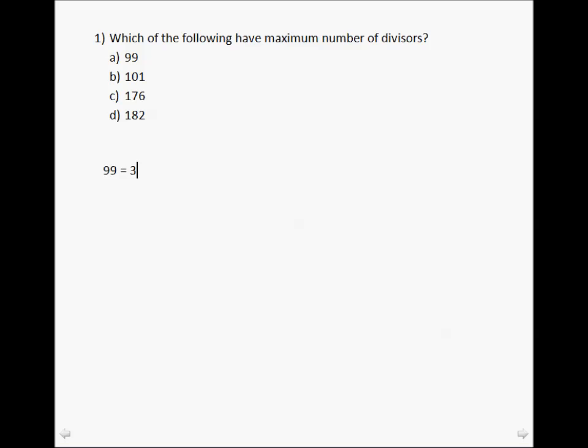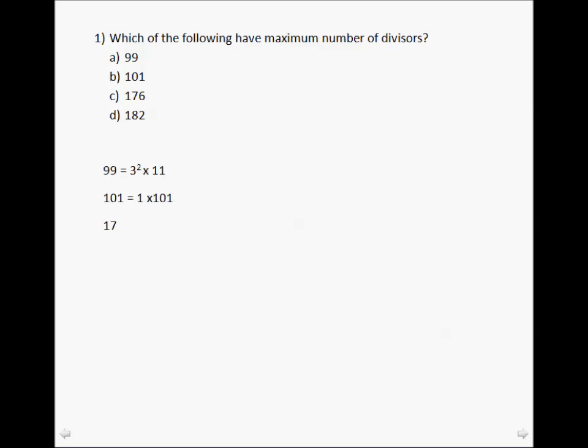99 can be written as 3 square into 11. 101. So is 101 a prime number? How do we check? We find the square root of it, which is coming out to be 10 point something. So the next highest integer is 11. We'll check all the prime numbers from 1 to 11 whether it is divisible by any prime number. So is it divisible by 2? No. Is it divisible by 3? It's not. Is it divisible by 5? It's not. Is it divisible by 7? It is not. Is it divisible by 11? It is not. So it's a prime number. So it is written as 1 into 101.